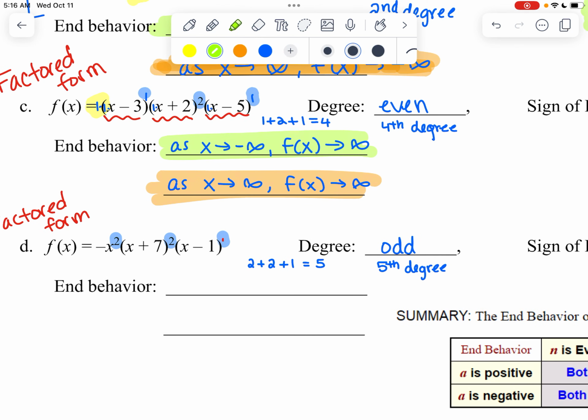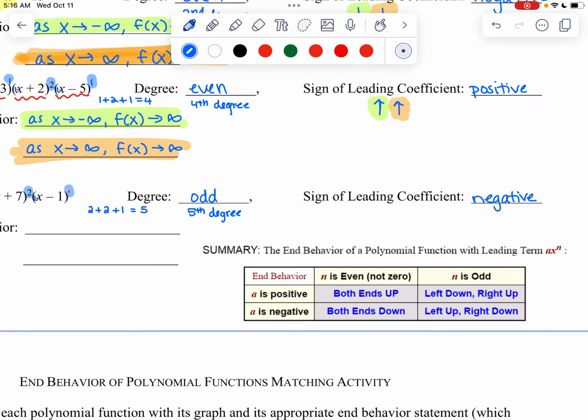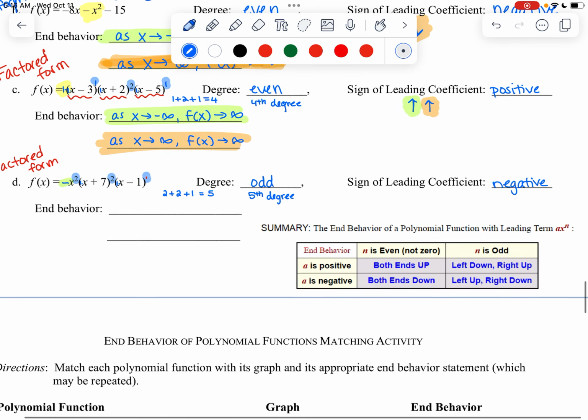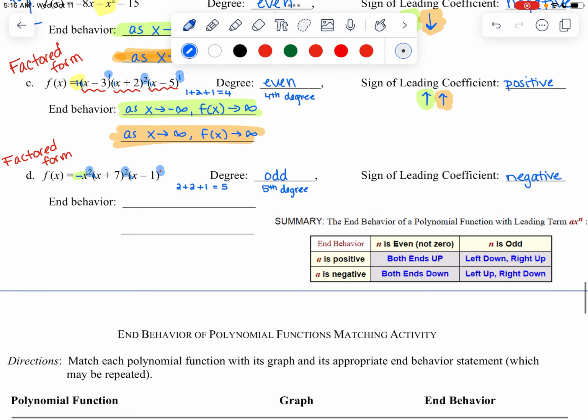And now I can also see the leading coefficient here has a negative in front, right? If I took this positive 1x, this positive 1x, and multiplied it with this negative x, that would end up with a negative in front. So if you want to pause the video for a moment, take the odd degree and the negative sign of the leading coefficient and see if you can write the end behavior this last time.